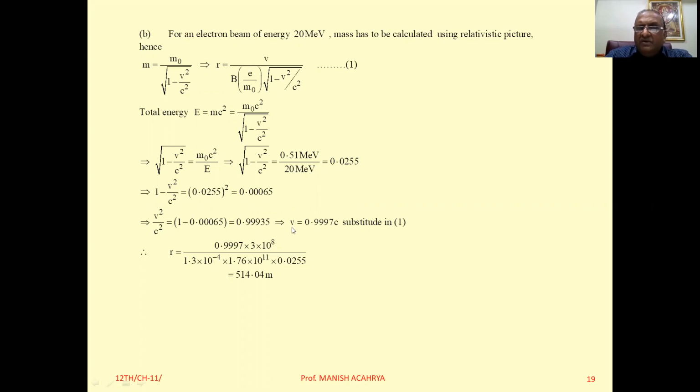And we will come to 0.9997 into c. Then substitute this particular value of v in our equation. So r, that is equal to v upon B into E by m, right? And then solve it, you will get the answer.